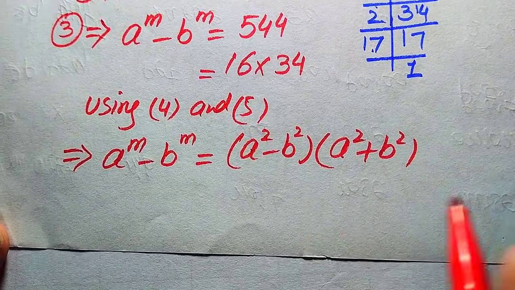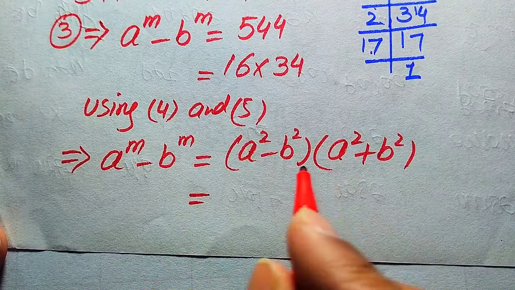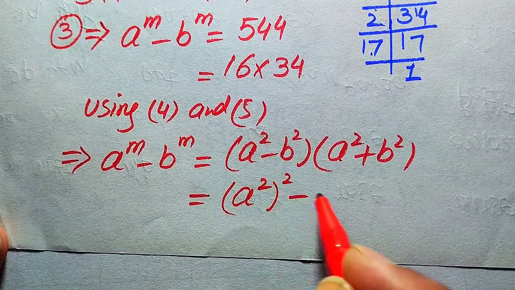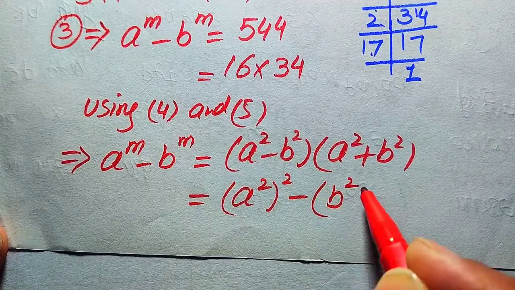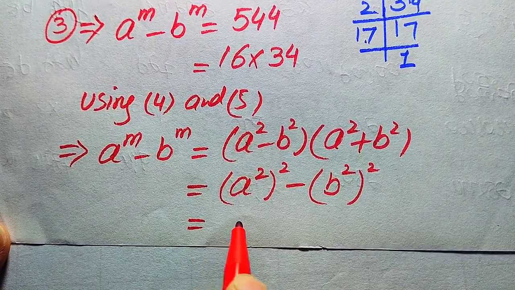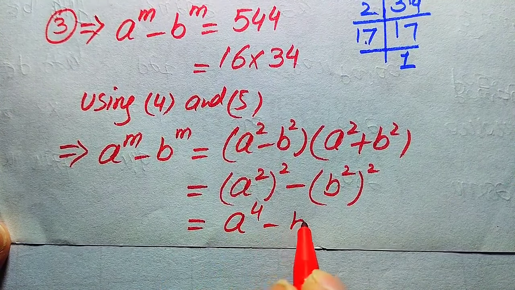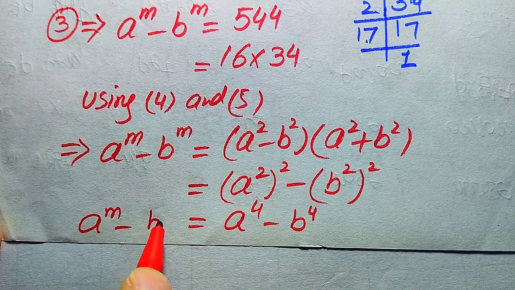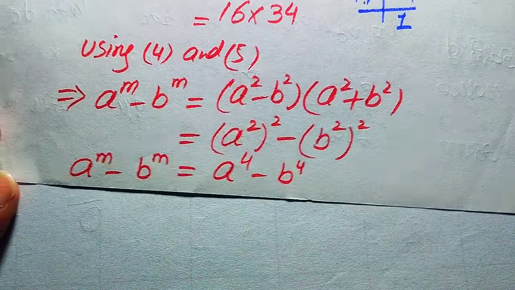So here you see that this is the very famous algebraic formula, and when we combine these two terms, it will be written as a square whole square minus b square whole square. So this will be written as a to the power of 4 minus b to the power of 4, and on the left hand side we have a to the power of m minus b to the power of m.